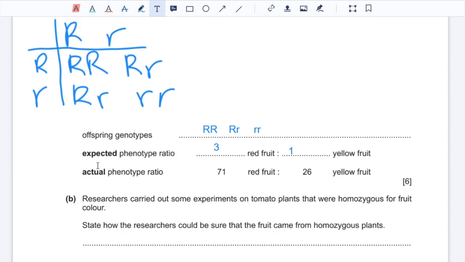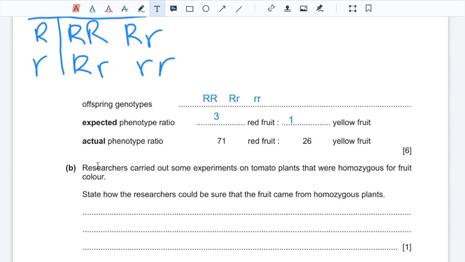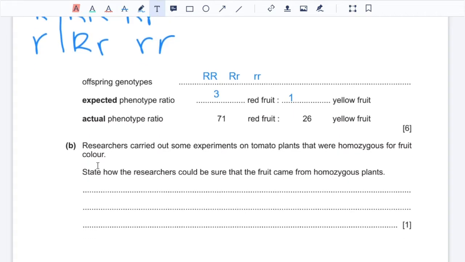B. Researchers carried out some experiments on tomato fruit that were heterozygous for fruit color. State how the researchers could be sure that the fruit came from homozygous plants. They could do this by carrying out a test cross, where the plant whose genotype they want to determine is crossed with another plant, and the phenotype of the offspring is then observed to eventually conclude the genotype of the parent plant.